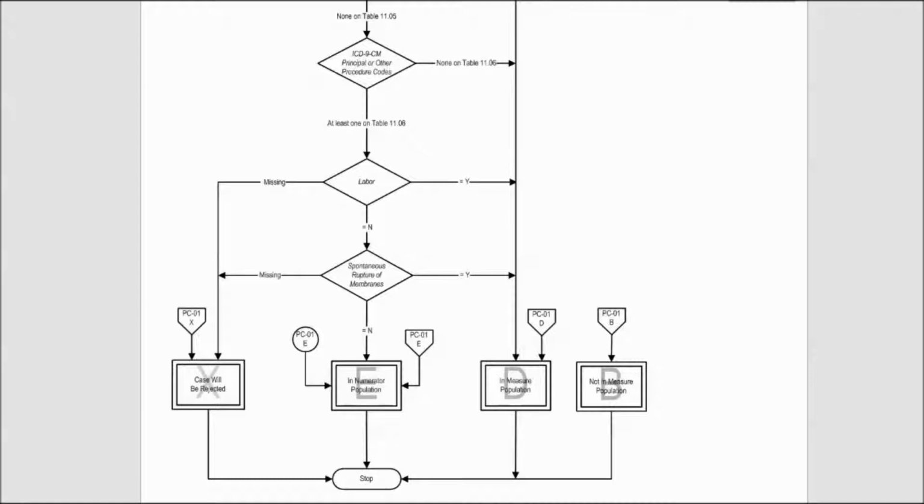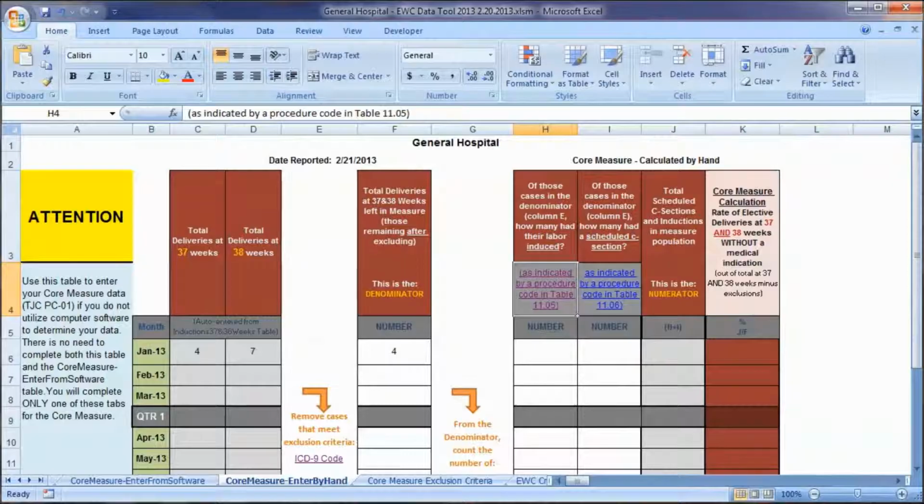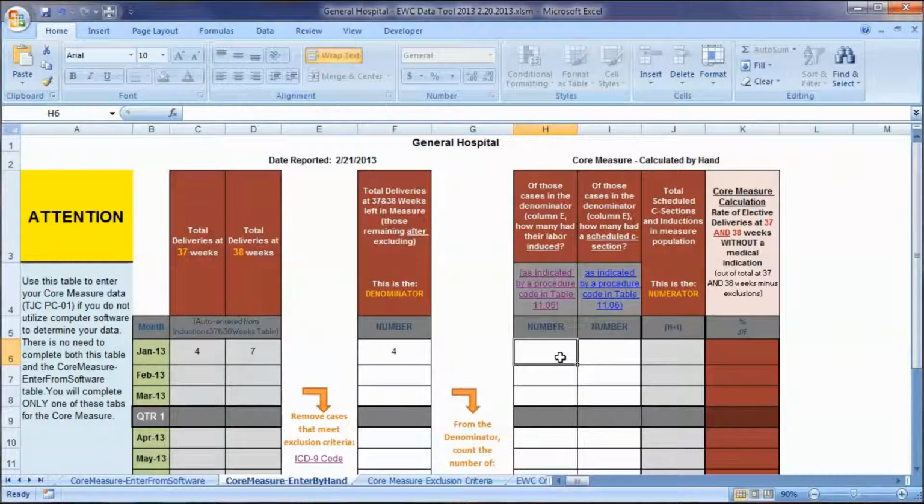For PC01, a woman is considered to have a scheduled C-section if there is no documentation of labor or spontaneous rupture of membranes. So on the calculated by hand table, I will put a 0 in the induction column and a 1 in the scheduled C-section column. The sum of these 2 columns ends up being the numerator. So for PC01, 1 out of the 4 women in the measure population had an elective delivery, which gives me a rate of 25%.